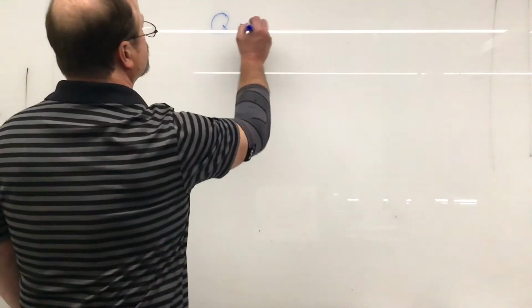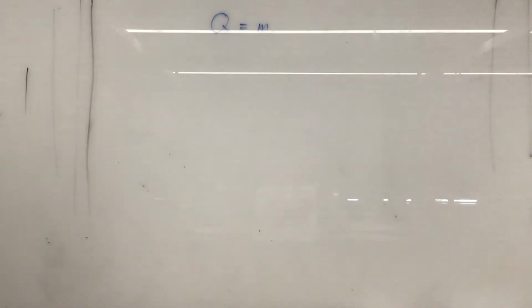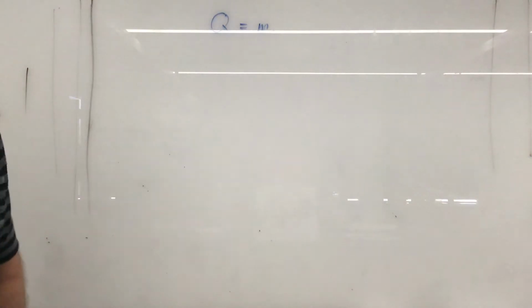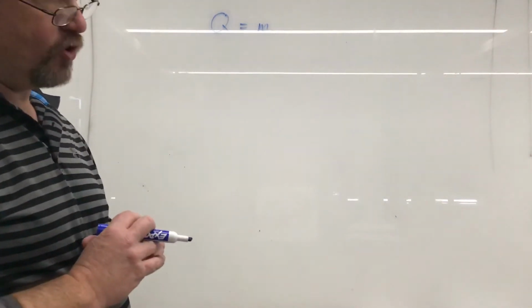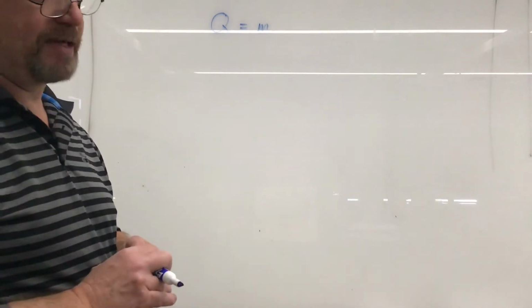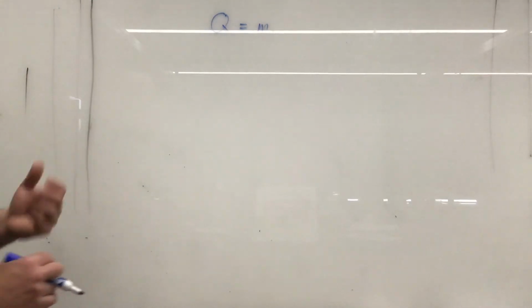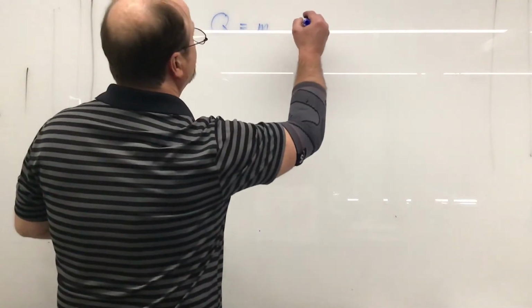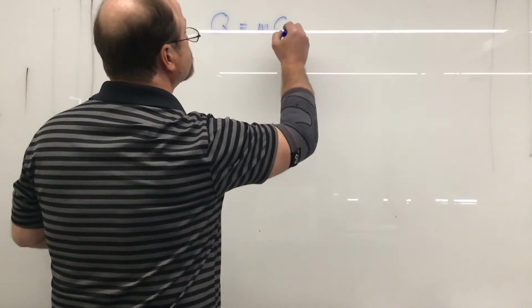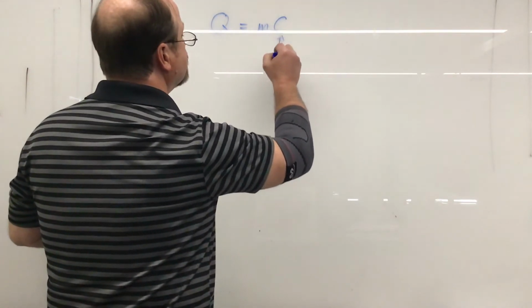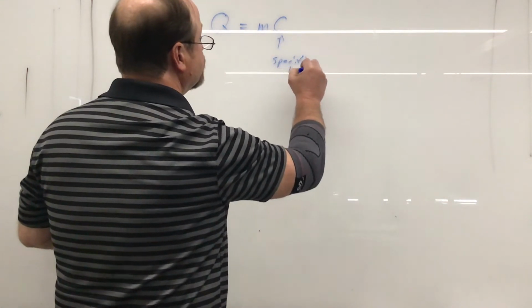And Q is related to a variety of things. One of them is M, the mass of the object that you have. And again, if you think about something like a very large mass, very hard to heat up a very large mass, right? Very hard to cool down a very large mass. So the mass is relevant here. Also, there's a coefficient here called the specific heat.